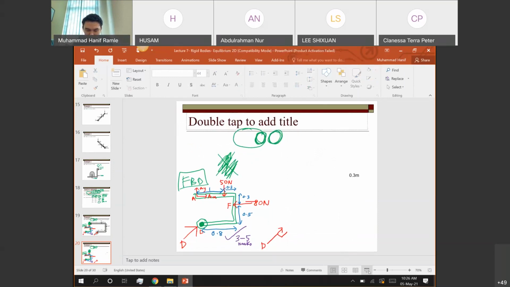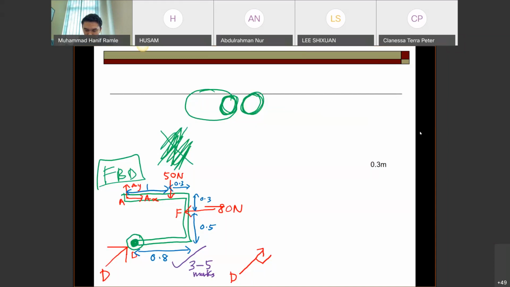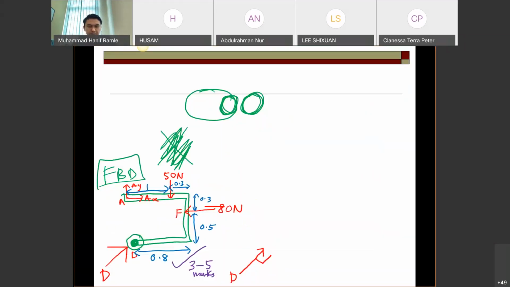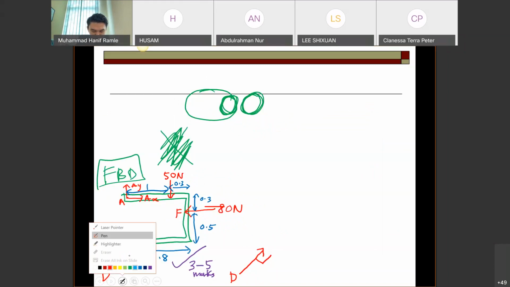Okay, so this is your FBD. So what's next? Because the question asks you to find EY and EX, which is the reaction at E, and also the reaction at D. Okay, so how to find it? Do the equilibrium for X and Y.